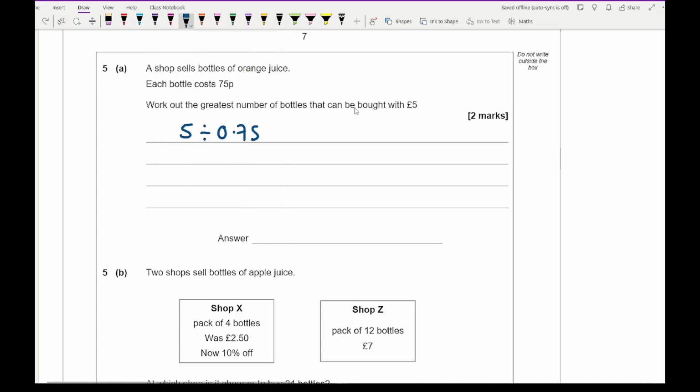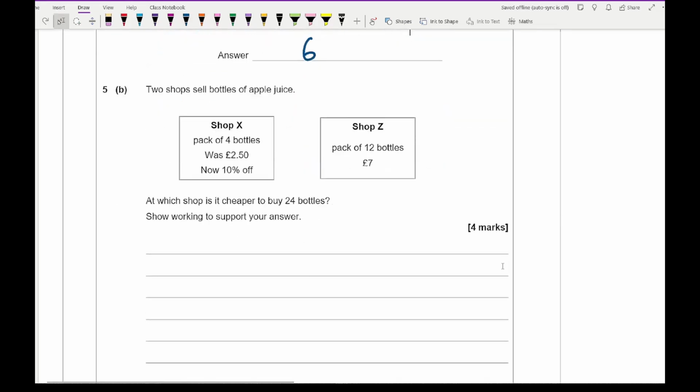So I've got enough to buy 6 exact bottles. Now alternatively, what you could do is just count up in 75 pences. So we've got 75p, then £1.50, then £2.25, then £3, then £3.75, then £4.50, and that's where it stops. And as you can see, we've got 1, 2, 3, 4, 5, 6.